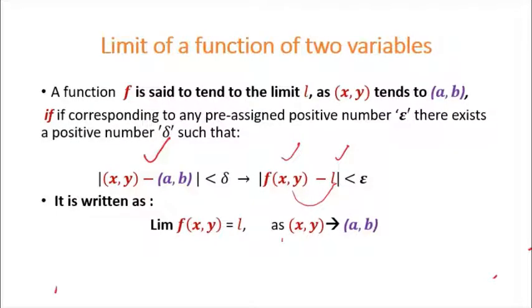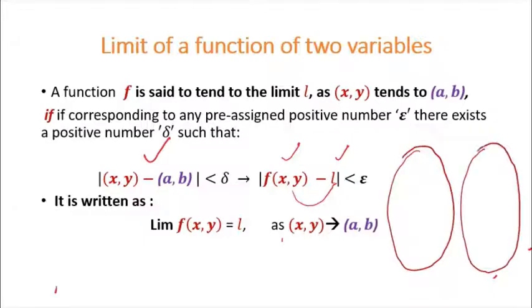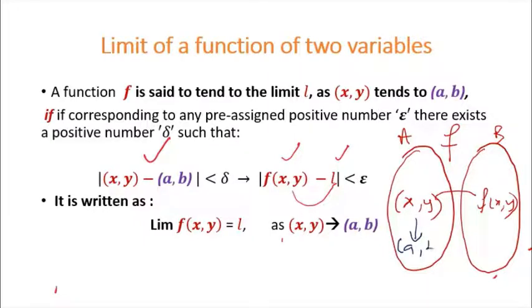Now let us look at what we mean by, and how we define, the limit of a function of two variables. Before defining it, let us look at a small example. I'll explain this concept with the domain and codomain concept only. Suppose I have the point x comma y here, and if f is a function from A to B, any sets, then f of xy will be here, and suppose xy is reaching another point a comma b.